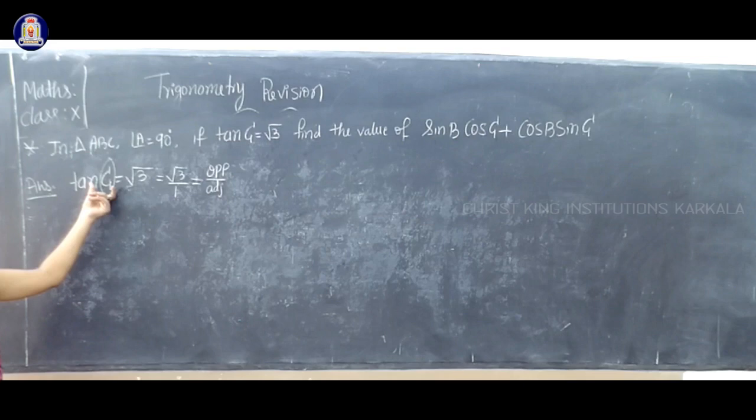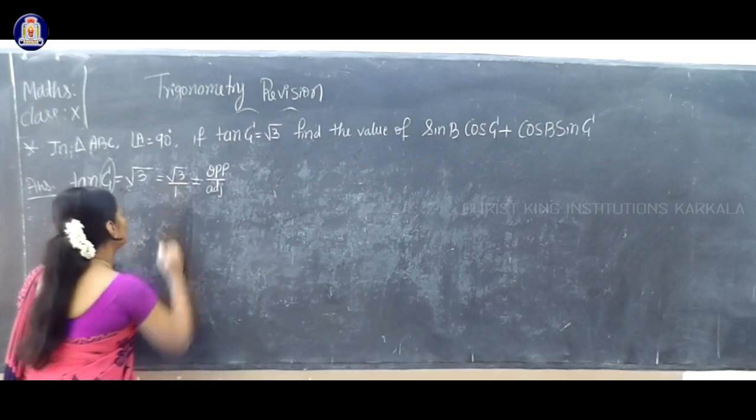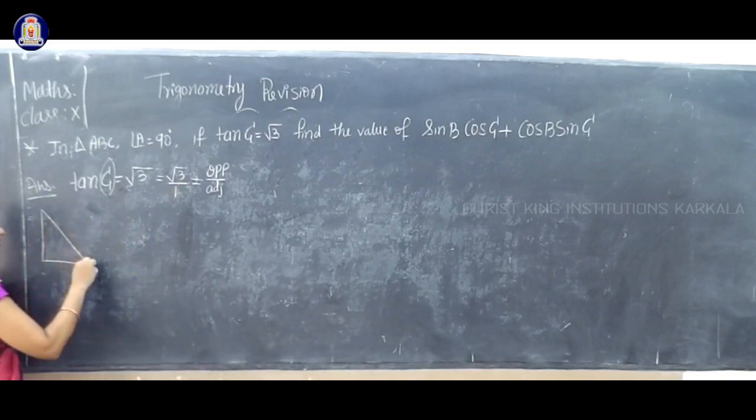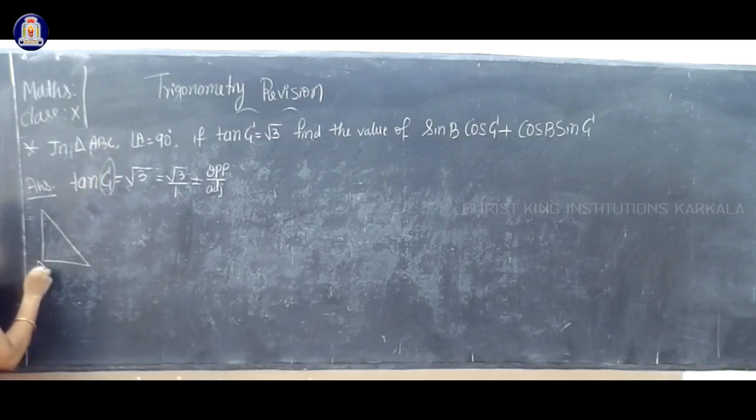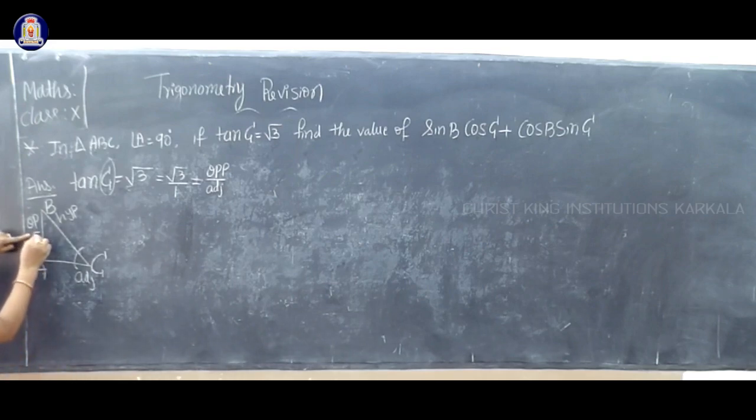Now draw the triangle with respect to this and get your sides. Right triangle, angle A is 90 degrees. C is our required angle, so this is B. So this side is the opposite side, this side is the hypotenuse, and this one is the adjacent side, right? Now what is your opposite side? Opposite side is root 3. What is your adjacent side? 1. How to find the hypotenuse side?